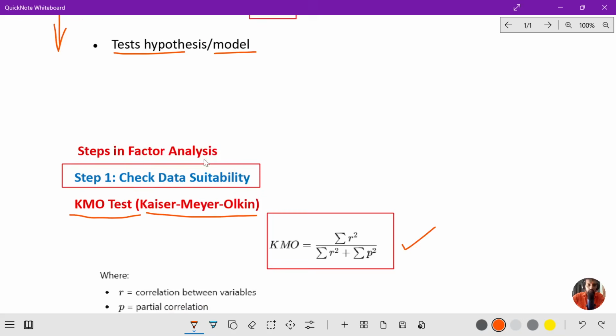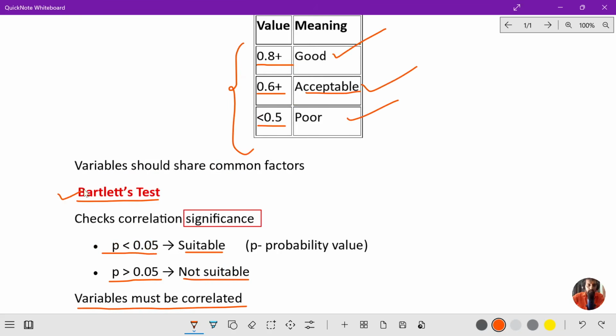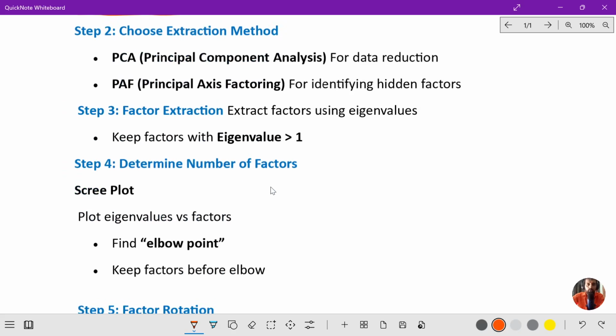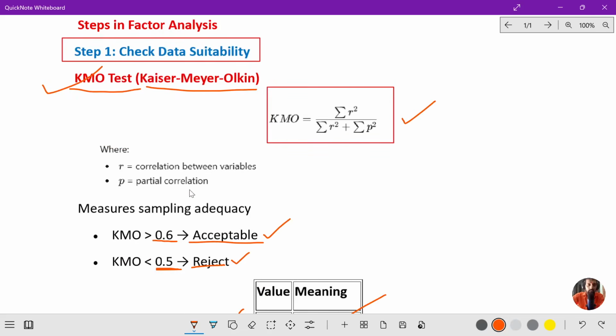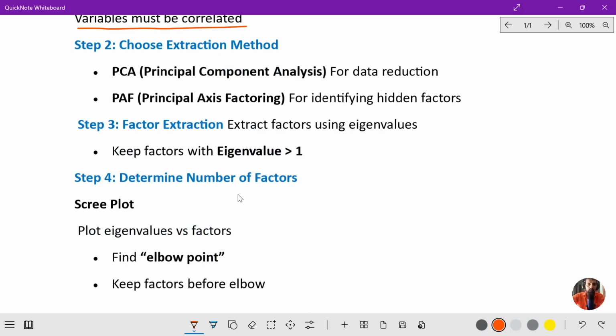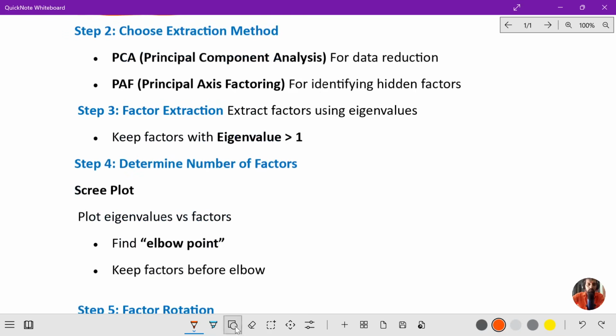Now you observe. The first one is check data suitability. In order to check data suitability, we are using two methods. The first one is the KMO test and the second one is the Bartlett test. And the second step is choose extraction method. After getting the suitable data values, we go for step 2. What is step 2? We are going to choose the extraction method.